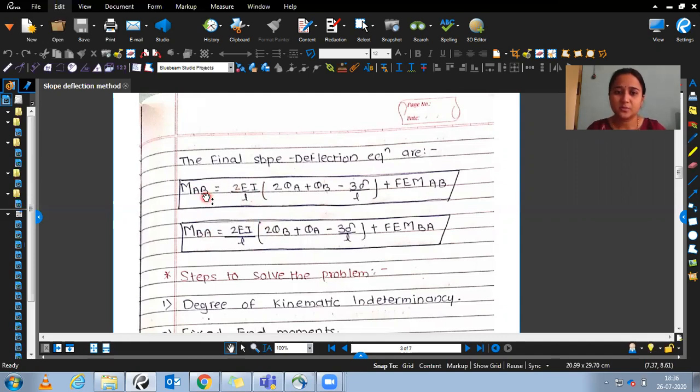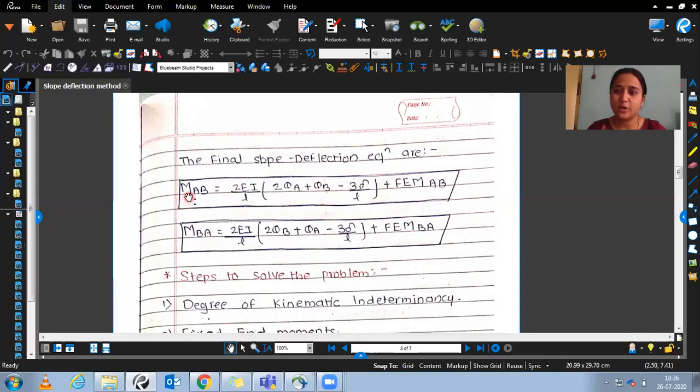Okay, so the final slope deflection equations are 2EI by L in bracket 2 theta A plus theta B minus 3 delta by L, plus FEM AB. So FEM AB is the fixed end movement at A to B, and this is the slope deflection equation. This 3 delta by L is the sinking of support or settlement of support, and these are the rotations if any are present, and this is the overall slope deflection equation.